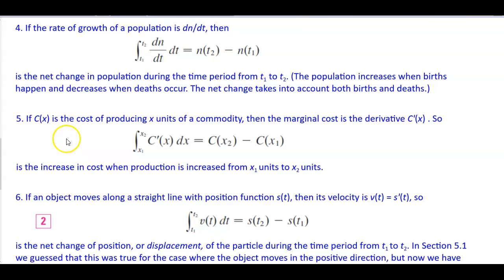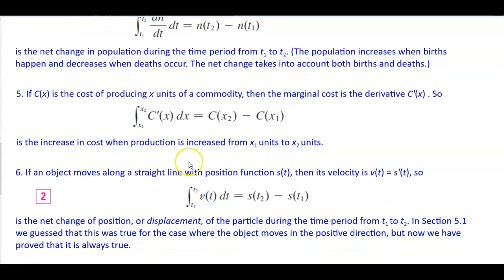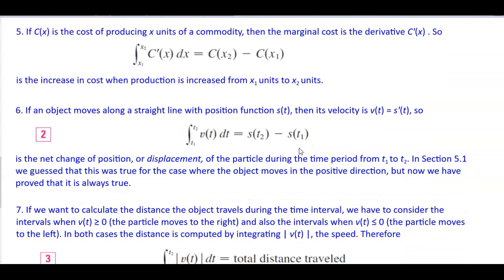Number 5, if C of x is the cost of producing x units of a commodity, then the marginal cost is the derivative. So we can say that the integral from x1 to x2 of C prime of x dx is equal to C of x2 minus C of x1, and that is the increase in cost when the production is increased from x1 units to x2 units.